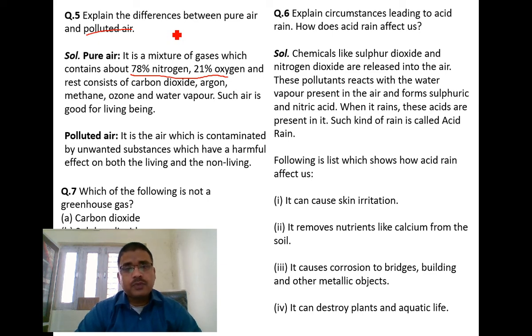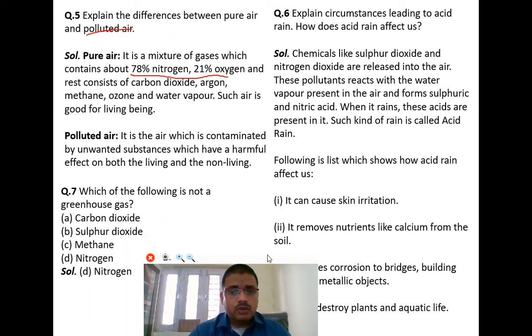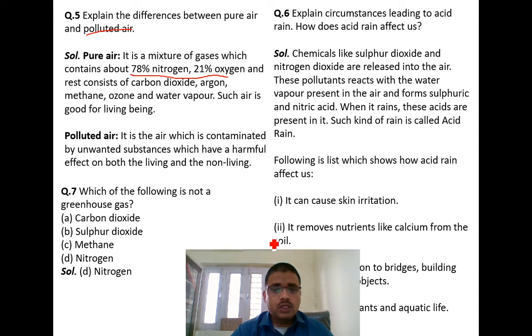Question seven: which of the following is not a greenhouse gas? Nitrogen is not a greenhouse gas. All these gases, carbon dioxide, sulfur dioxide, are greenhouse gases.